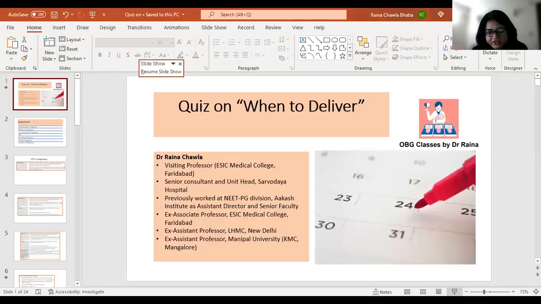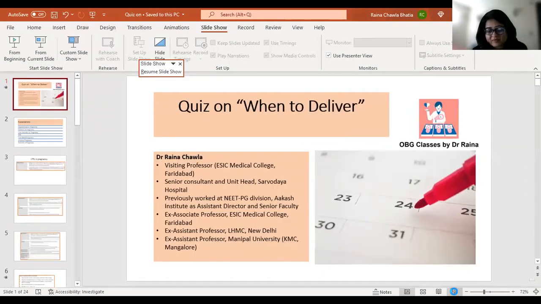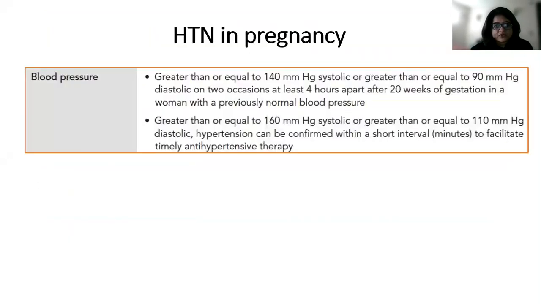Okay, so hypertension and pregnancy. One second. Okay, so these are the topics we have lined up: hypertension, diabetes, liver disorders, FGR, post-acute multiple, and varicella. These are the questions we have. Okay, so there's just some changes.